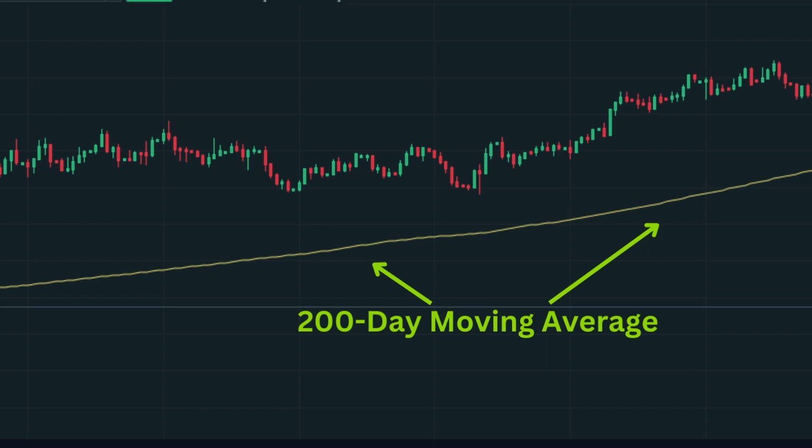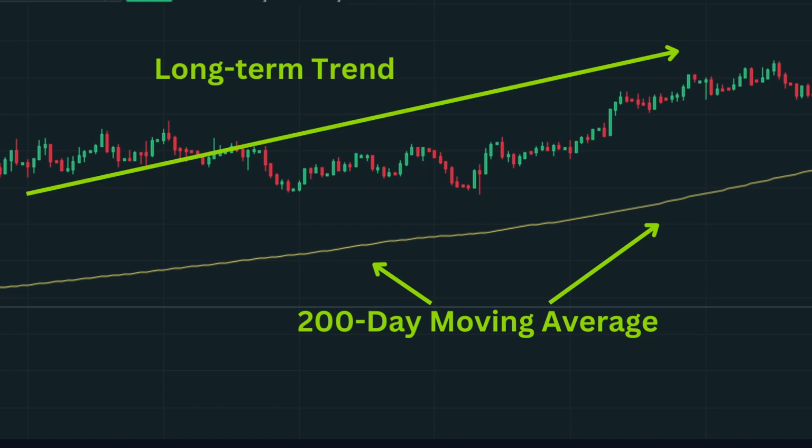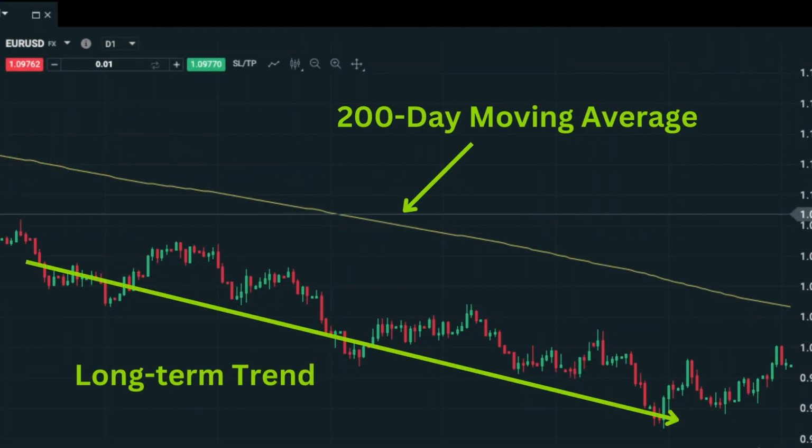The 200-day moving average is widely used by forex traders because it is seen as a good indicator of the long-term trend in the forex market. If the price consistently moves above the 200-day moving average, then this can be viewed as an uptrending market. Markets consistently trading below the 200-day moving average are seen to be in a downtrend.